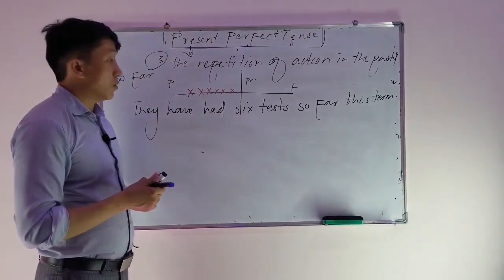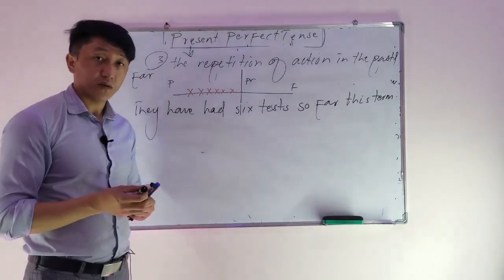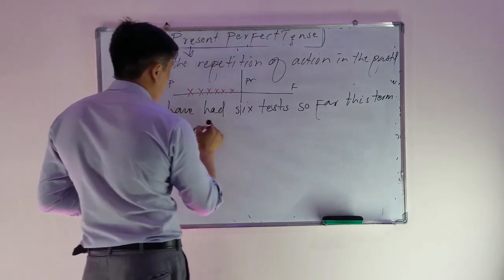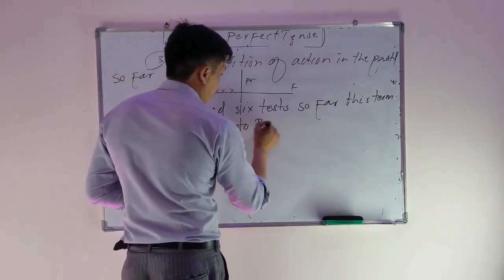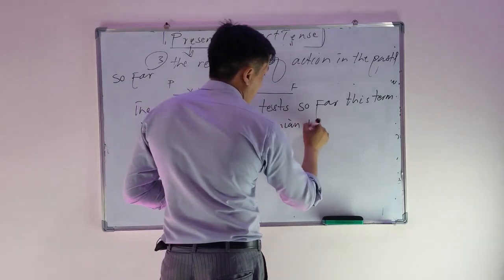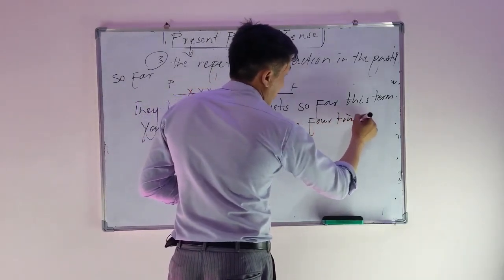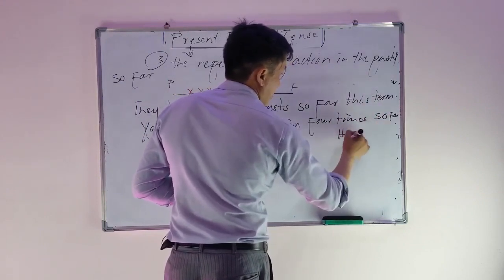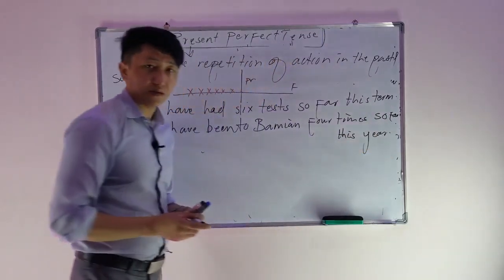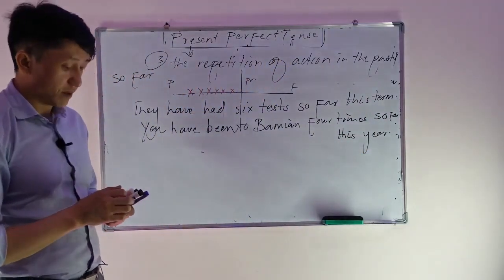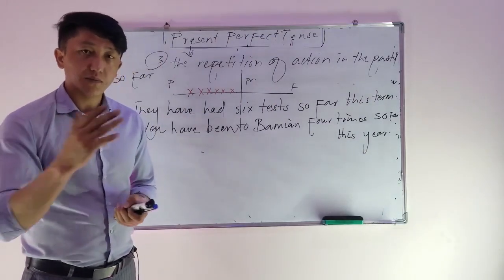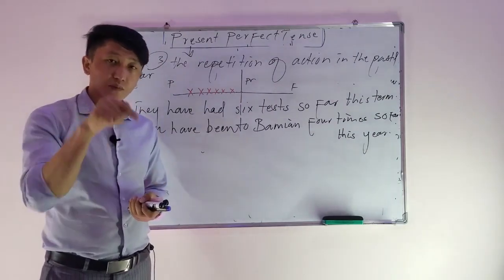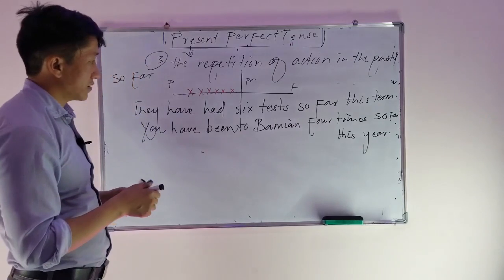6 times. Or, for example, if you've been to Bomyon 4 times this year, then we can say we have been to Bomyon 4 times so far. Okay, let me write "so far this year." So this year, from past up to now, from the beginning of the year up to now, you went to Bomyon 4 times, came back. Went to Bomyon, came back 4 times. So for the repetition of an action from past up to now, we have to use present perfect tense.